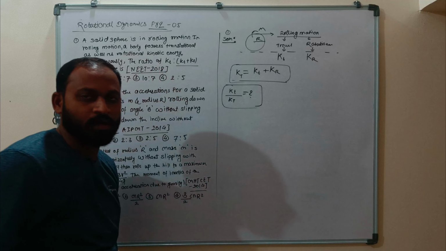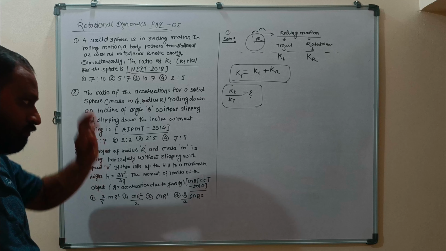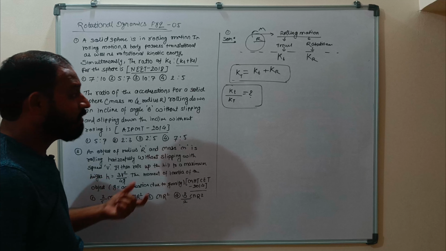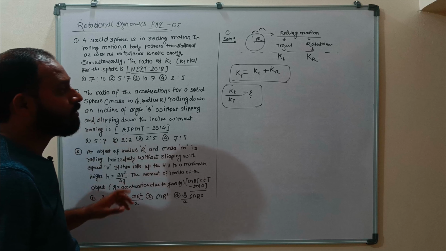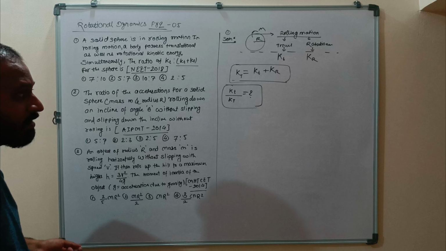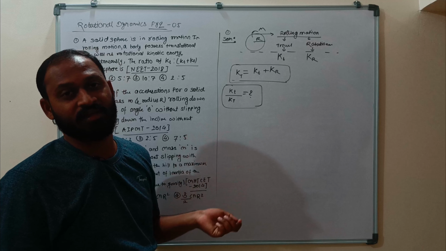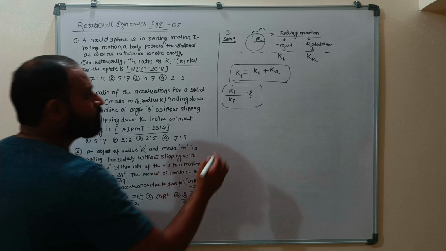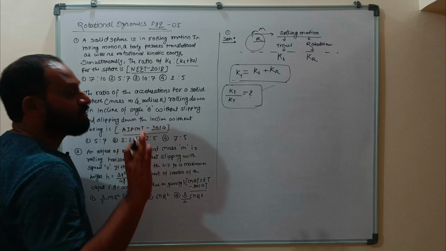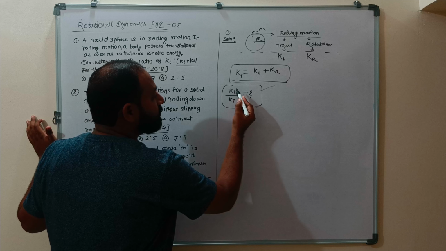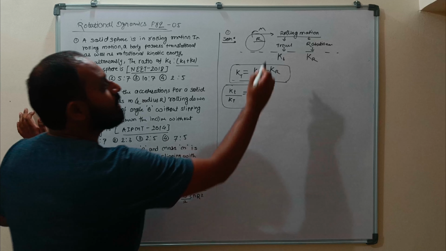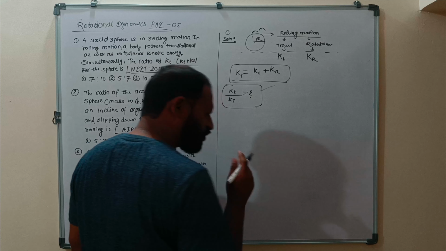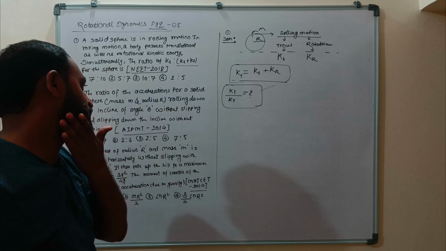First of all, by reading carefully, we have to recognize what they are asking. We have identified that they are asking to find the ratio of translational to the total kinetic energy in case of a rolling motion of a solid sphere. Clear? Then we should know the formulas for the translational kinetic energy and the rotational kinetic energy.